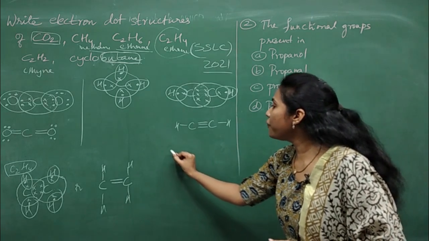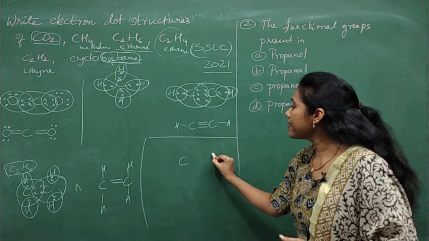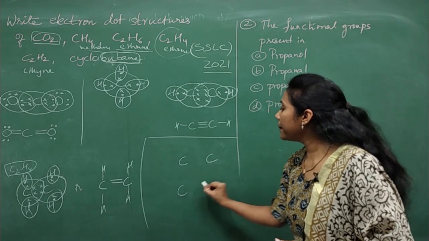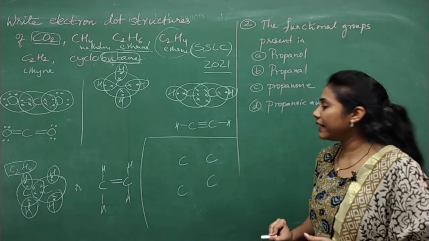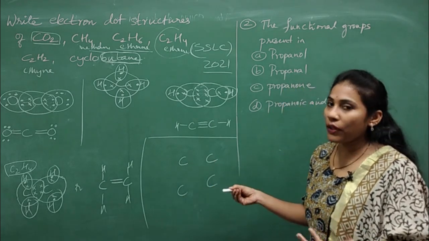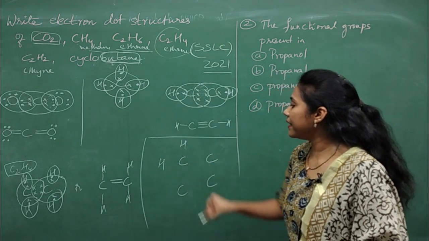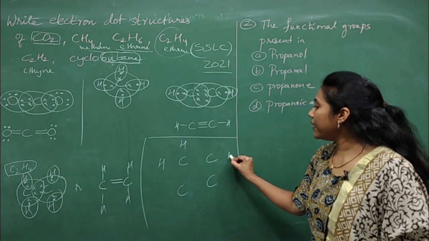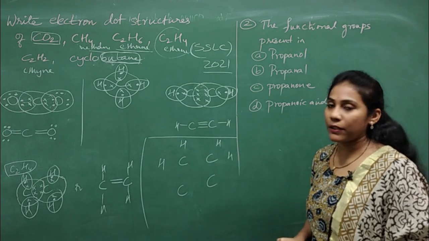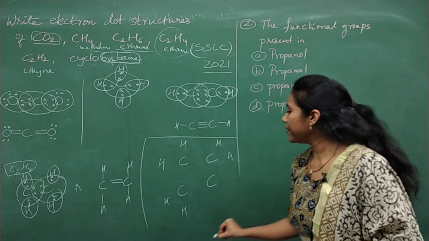So that means those 4 carbon atoms I am showing like this. First carbon, second carbon, third carbon, fourth carbon. Now each carbon has 2 hydrogen atoms, isn't it? So this is one hydrogen atom, this is another hydrogen atom. This is one hydrogen atom, this is another hydrogen atom. And this is one hydrogen atom, this is another hydrogen atom.